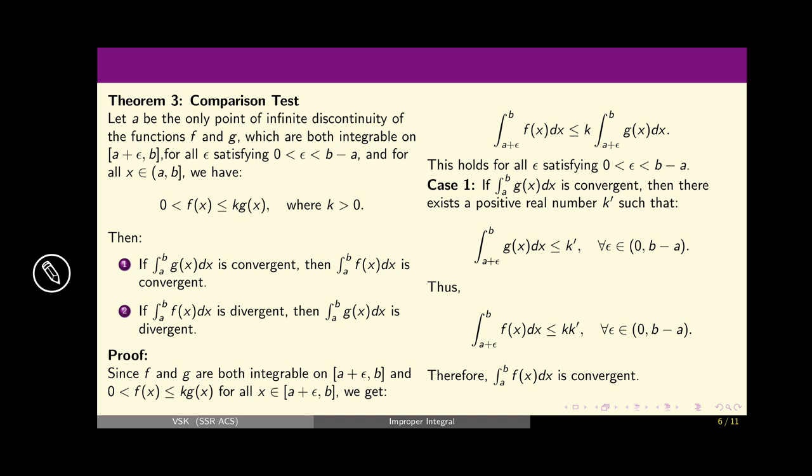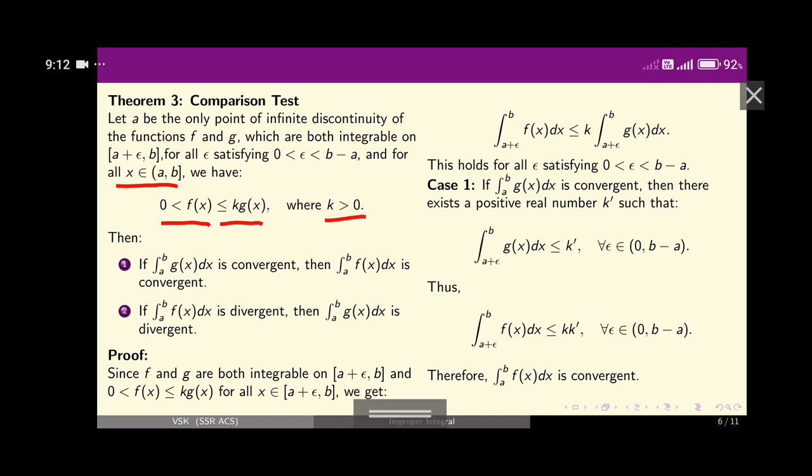And there is one more condition: for all x belonging to the interval (a, b], we have 0 < f(x) ≤ k g(x), where k > 0. So these are the assumptions. If this happens, then if the integral from a to b of g(x) dx is convergent, then the integral from a to b of f(x) dx is convergent, and if the integral from a to b of f(x) dx is divergent, then the integral from a to b of g(x) dx is divergent.